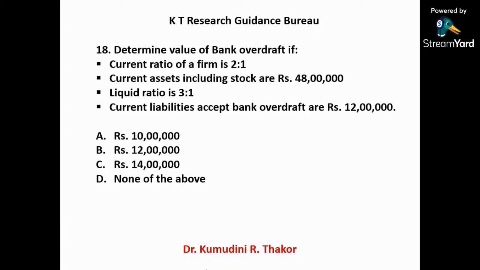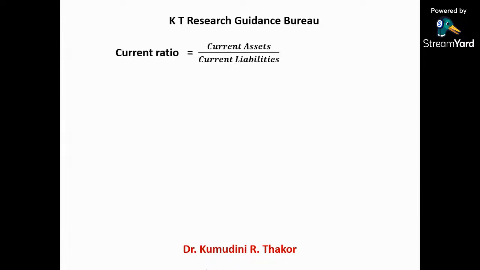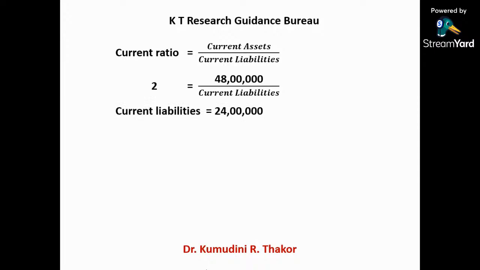Liquid ratio is 3:1. Let's check how to find it. You know the formula for current ratio: current ratio equals current assets by current liabilities. So current ratio is 2:1, means 2 equals current assets, which are given as 48 lakhs. So now it is simple mathematics. Your current liabilities are 24 lakhs. You got current liabilities.